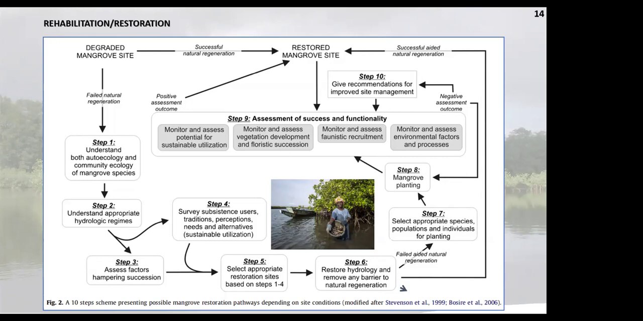So, in function of these one to four steps, you define the appropriate target sites to restore. You need to check if they are close to urban areas, if the logistics to restore are easy to carry out, and several aspects that affect the practicality of the project. After that, you need to restore the hydrology and remove any remnant barrier to natural regeneration.